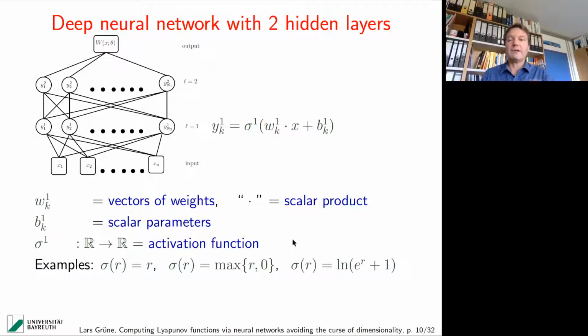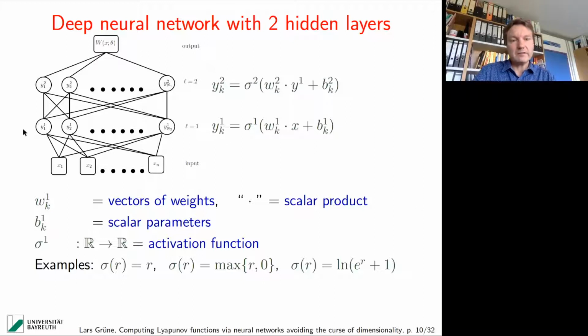So there are many different choices. I think most of you know about this. The simplest one is just the identity. Then we have the maximum, which is very popular in neural networks because it's very easy to implement. And we have this smooth approximation of the maximum, which has the advantage that the overall function that you get from the input to the output is a smooth function, which has some advantages.